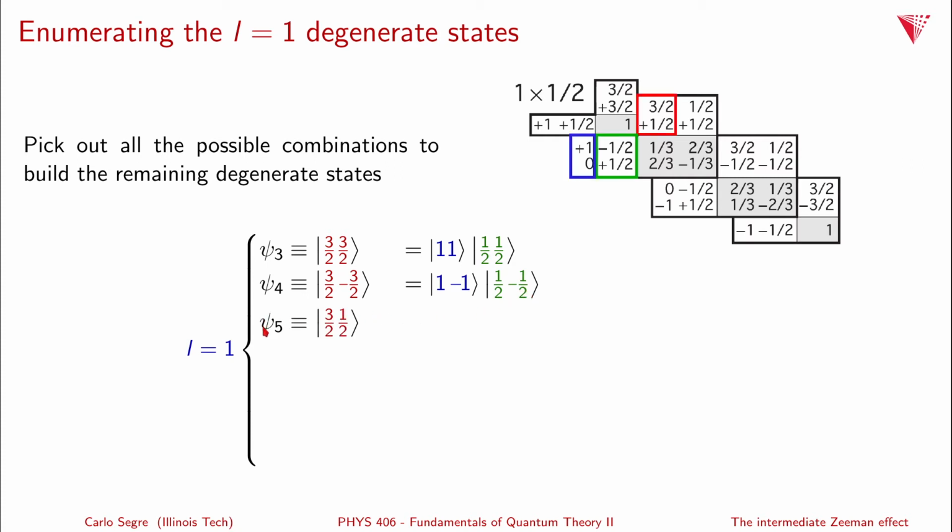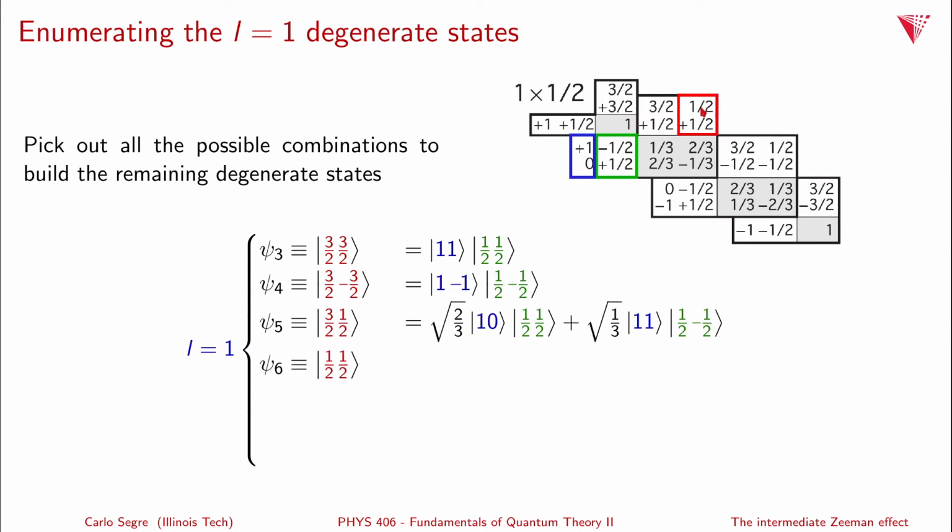The next state we'll look at, psi 5, is the 3/2, 1/2 state, which clearly has two different contributions, one from this and one from this. And we can write that down as square root of 2/3 times the state L equals 1, M sub L equals 0, and S equals 1/2, M sub S equals 1/2, plus the square root of 1/3 times the state L equals 1, M sub L equals 1, and S equals 1/2, M sub S equals minus 1/2.